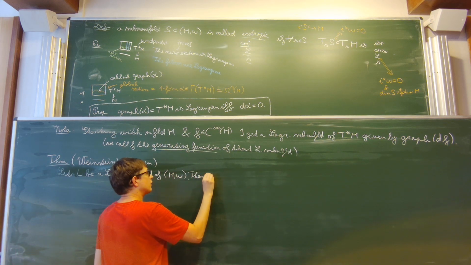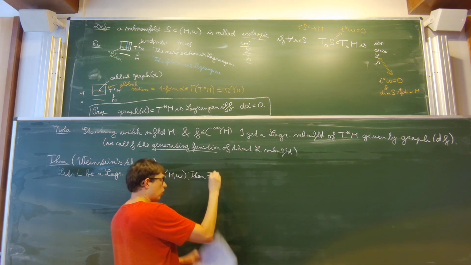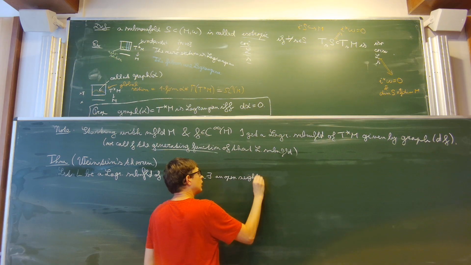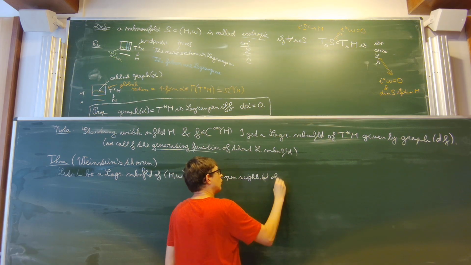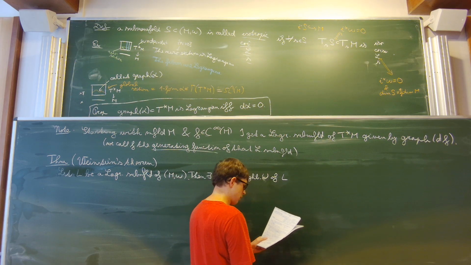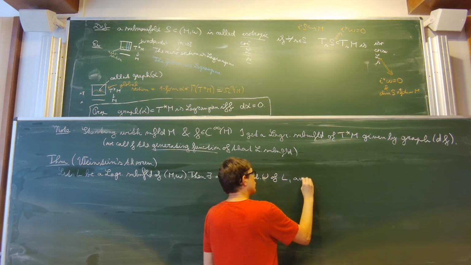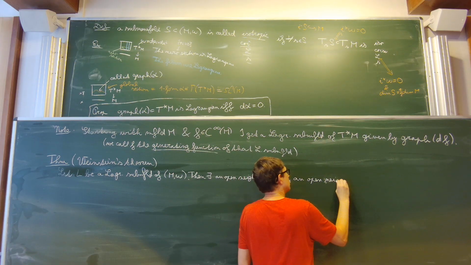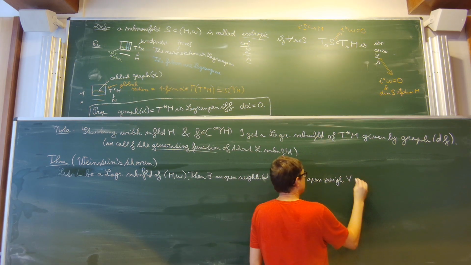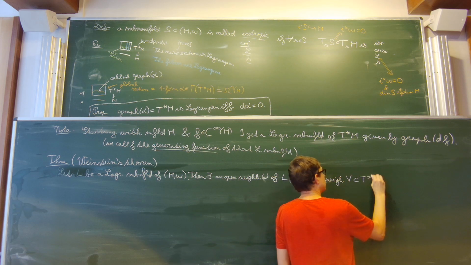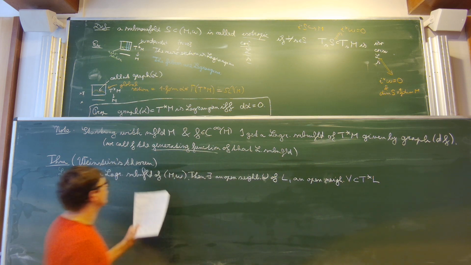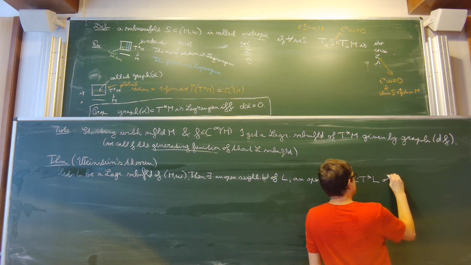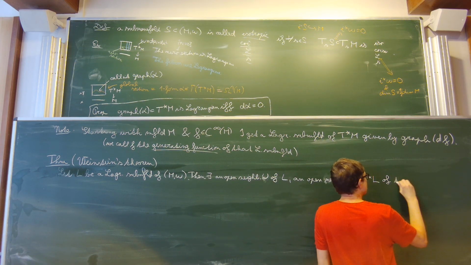Then there exists an open neighborhood U of L. Also, there exists an open neighborhood V inside T star L. So I now forget M and just focus on L and take its cotangent bundle, and I want an open neighborhood of the zero section.